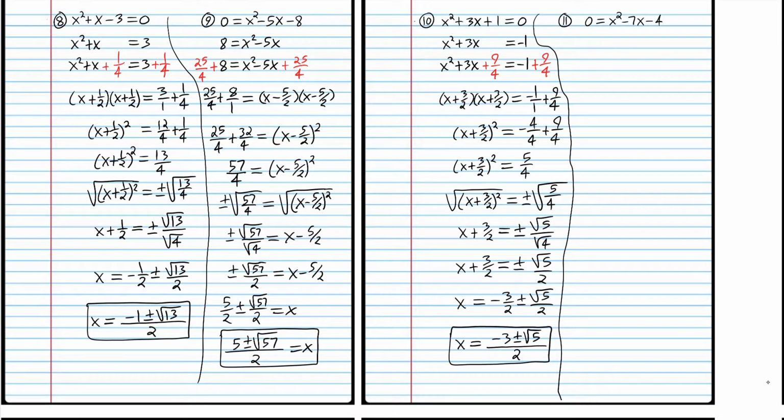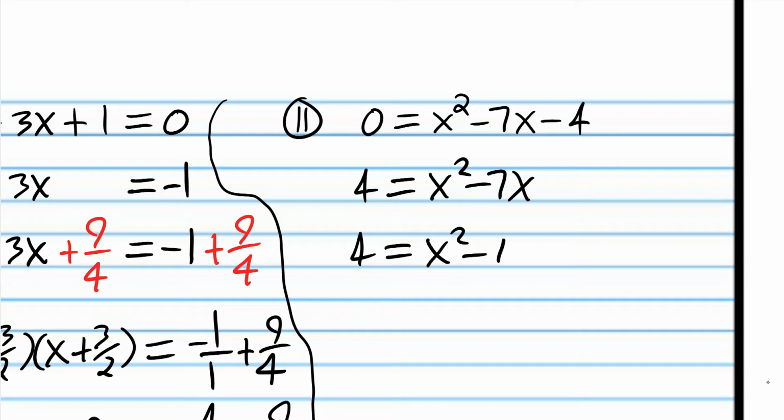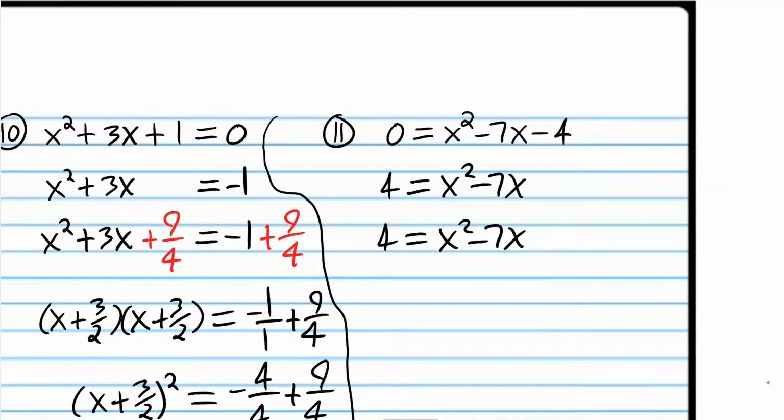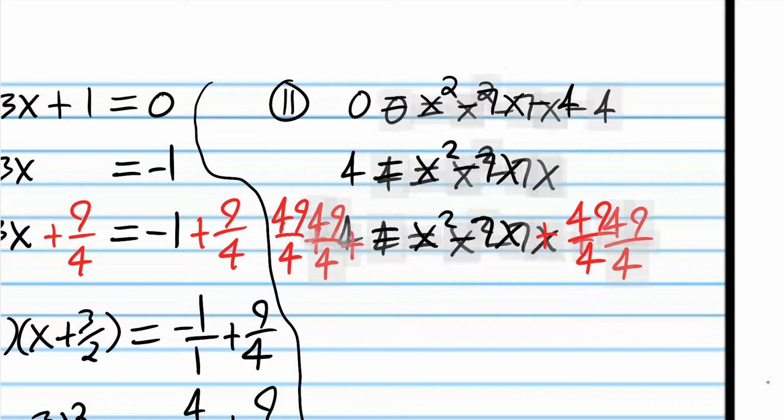Again, we're using the method where we complete the square. All right, we're back. Put the 4 on the other side as usual. And we're going to have to complete the square. Divide 7 by 2, square it, you get 49 over 4. I'll move this over a little bit.